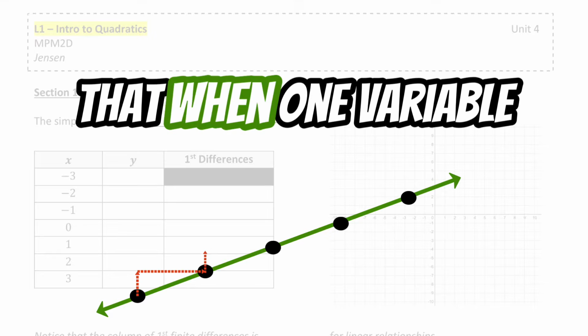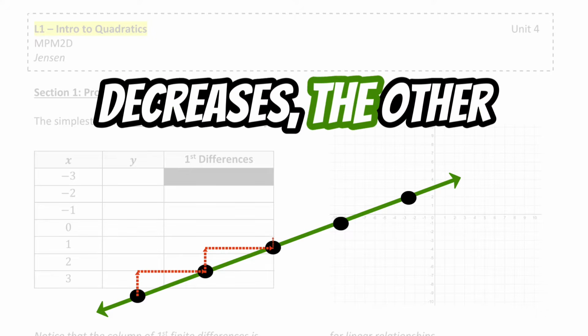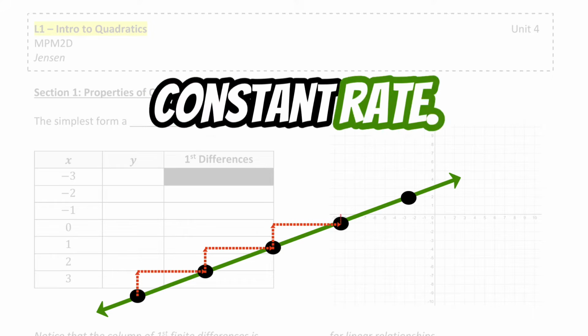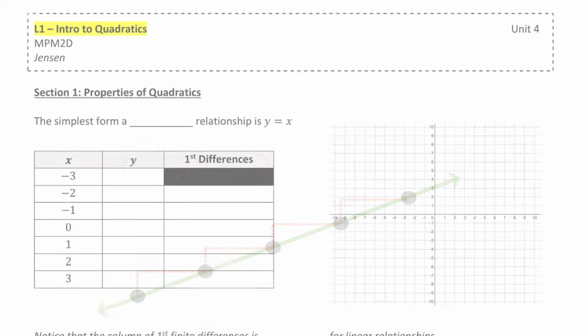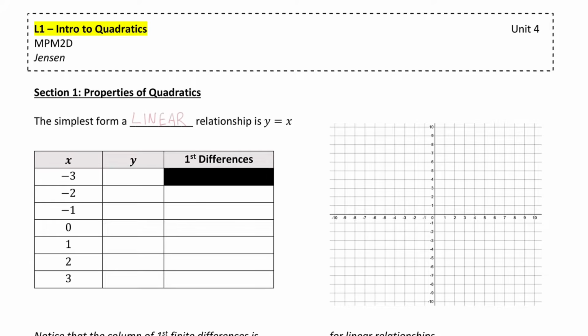This means that when one variable increases or decreases, the other one does so at a constant rate. And the graph of a linear relationship is always a straight line. And the simplest form of a linear relationship is the equation y equals x. Let's start by filling out this table of values for that relationship y equals x, and then calculate the first differences in the y values to reveal that constant rate of change.